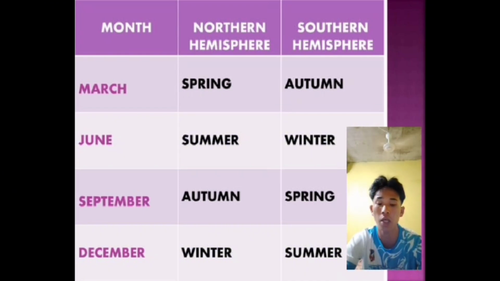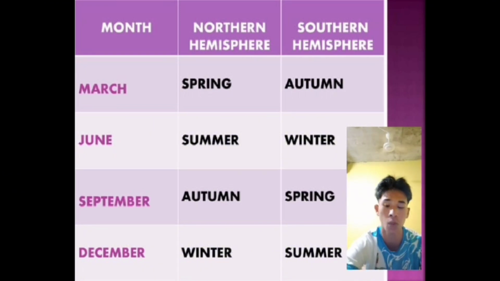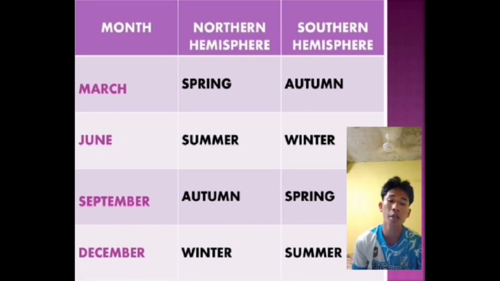So in March it is spring in the northern hemisphere, then the southern is autumn, and in June the northern hemisphere is summer and the southern hemisphere is winter, and in September the northern hemisphere is autumn and the southern hemisphere is spring, and in December the northern hemisphere is winter and the southern hemisphere is summer.